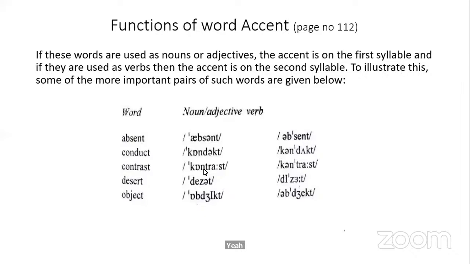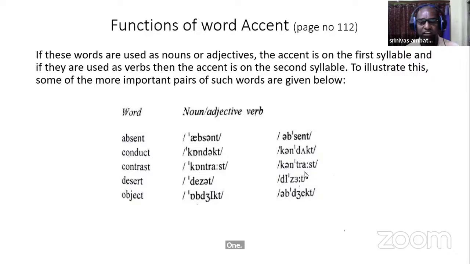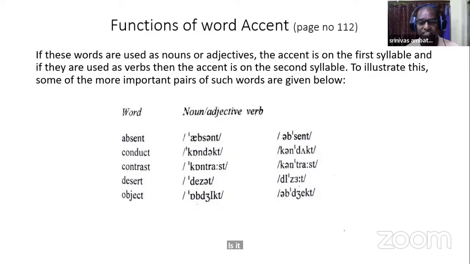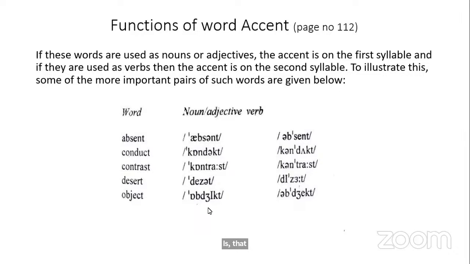Contrast. Okay. Identify the contrast here. If you have a doubt, you will say contrast. The stress is on the initial syllable. Next word. Dessert. The stress is on the second syllable. You have to observe carefully. Practice it. It needs a lot of practice. Whenever you are alone, you practice. Next one.